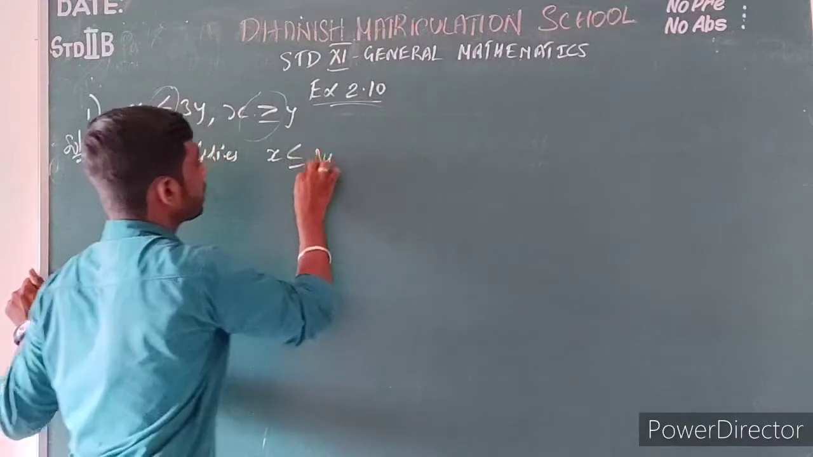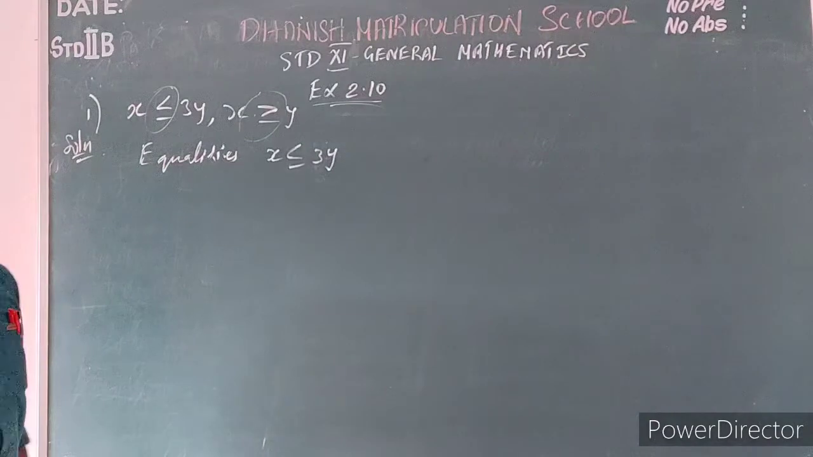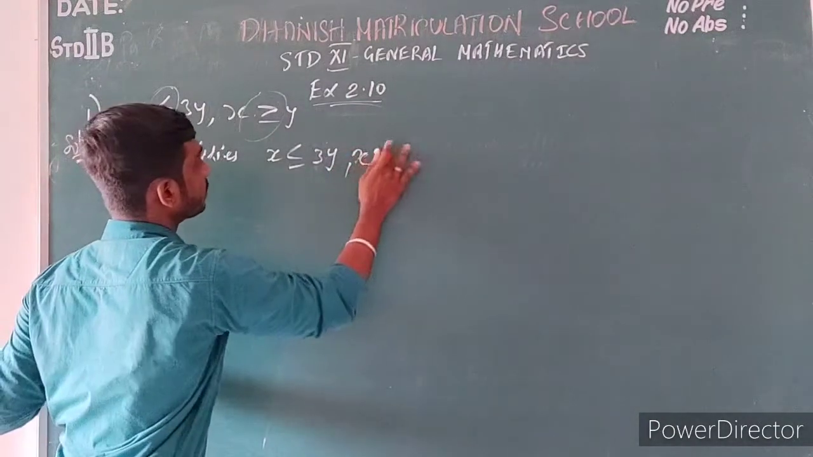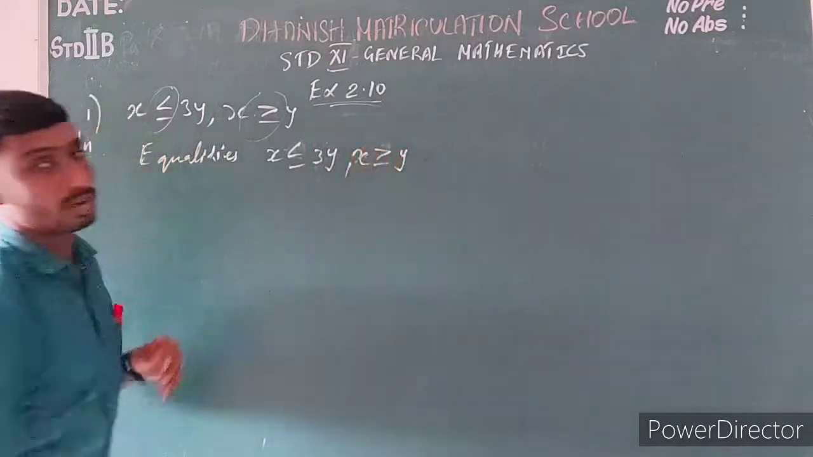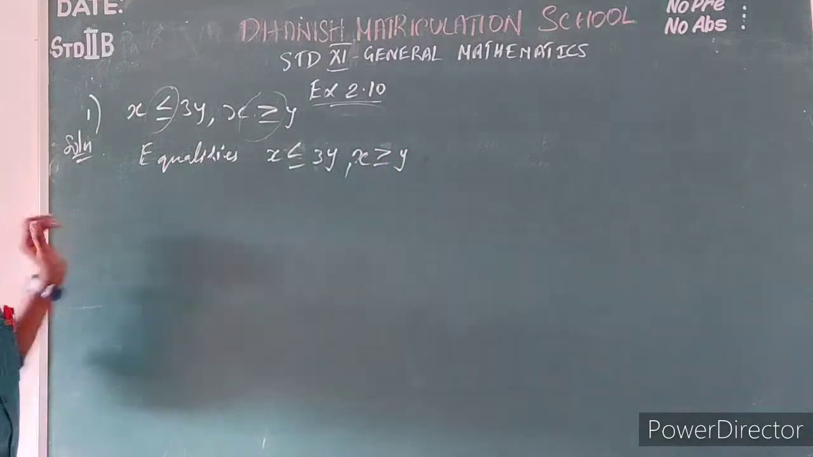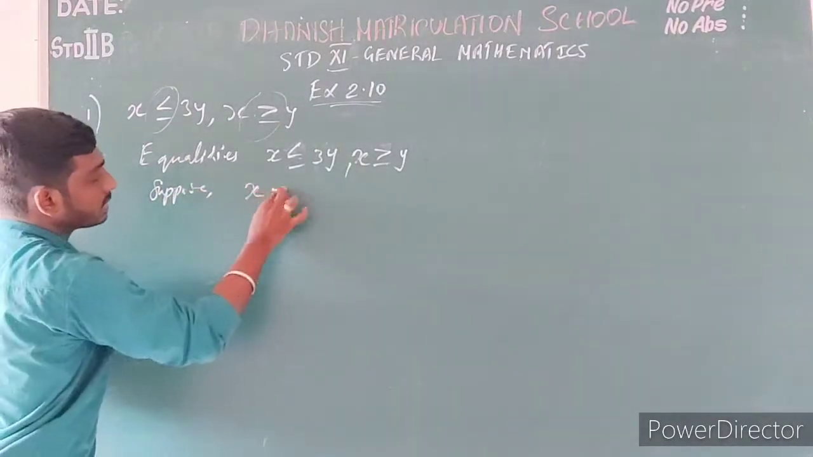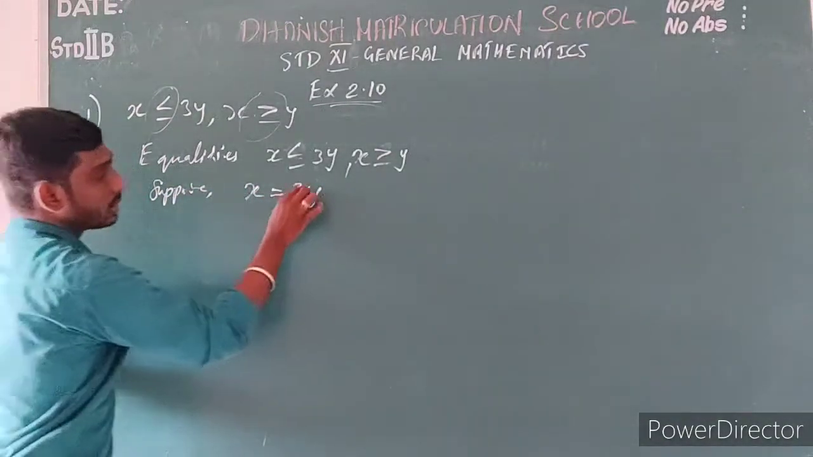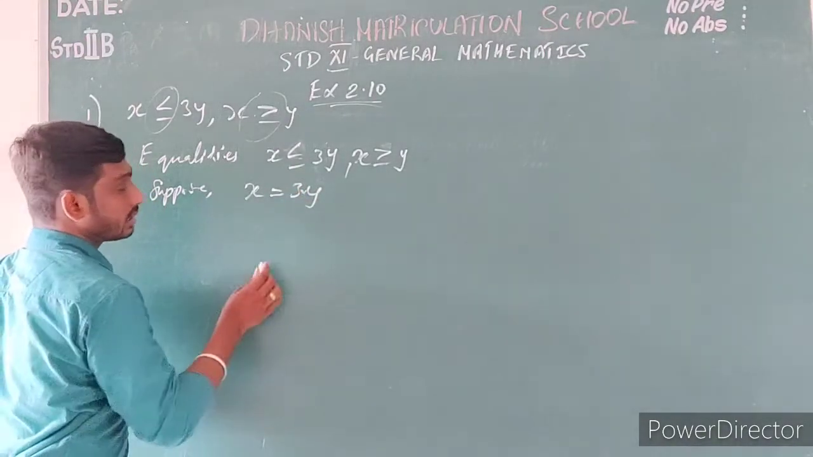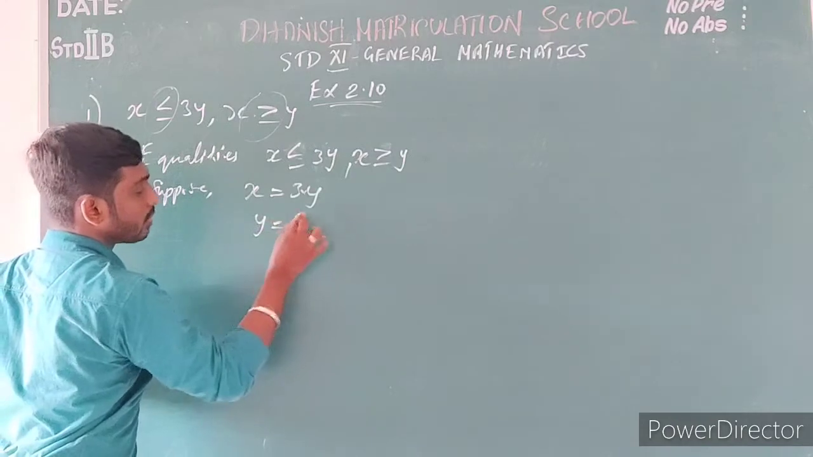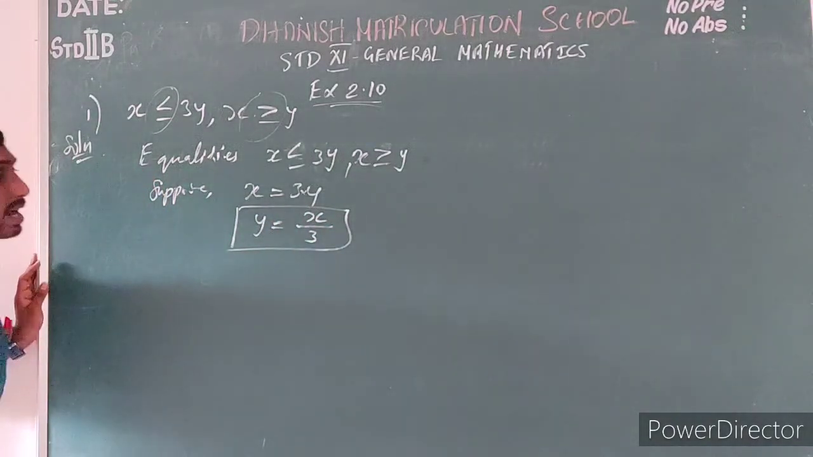First we are taking this one. Then we are going to solve, supposing x is equal to 3y. The multiplication by 3 goes to the other side and changes into division. So y is equal to what value? x divided by 3. So y is equal to x divided by 3.